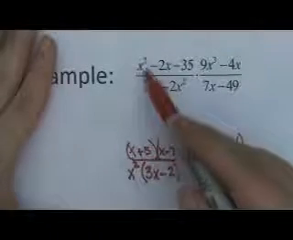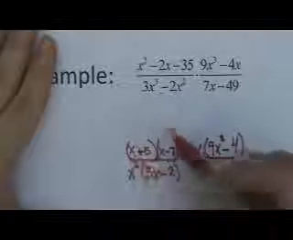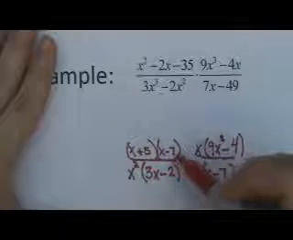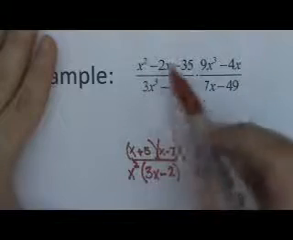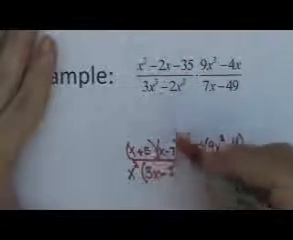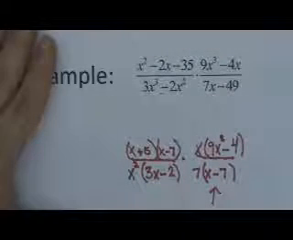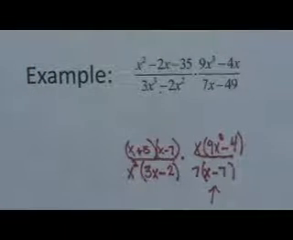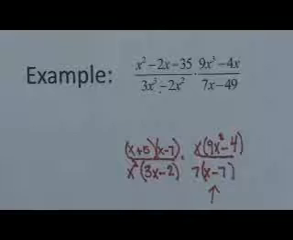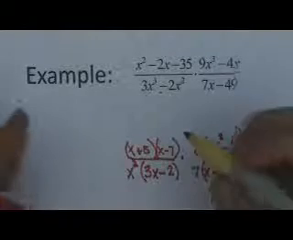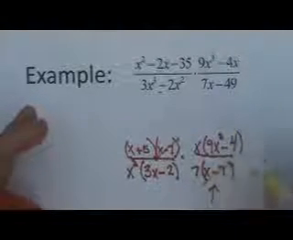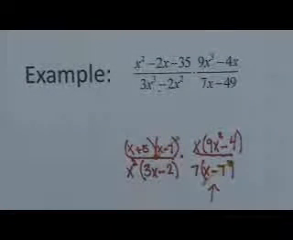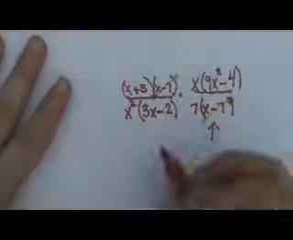X times x is x squared. X times negative 7 is negative 7x. Plus 5 times x is 5x. So we have negative 2x. And then 5 times negative 7 is negative 35. Already I see something that will cancel. You can cancel as you go. You don't have to wait till the end. Here's an x minus 7. Here's an x minus 7, so they will cancel. So let's rewrite that with our canceled factors gone.